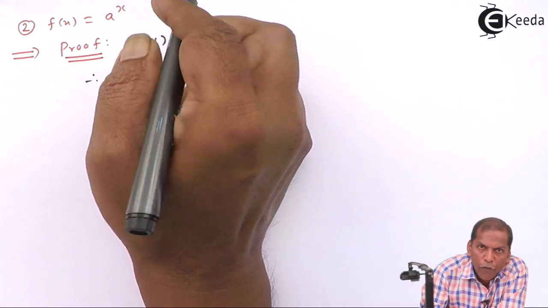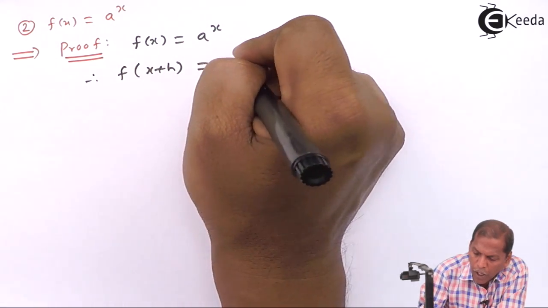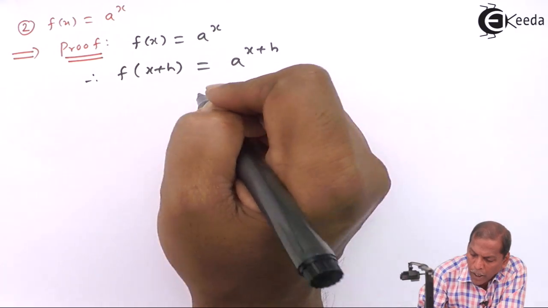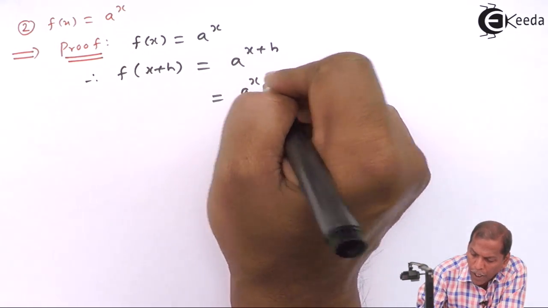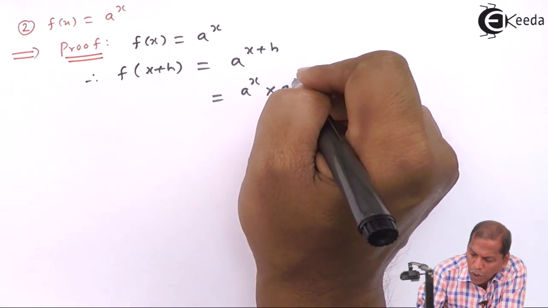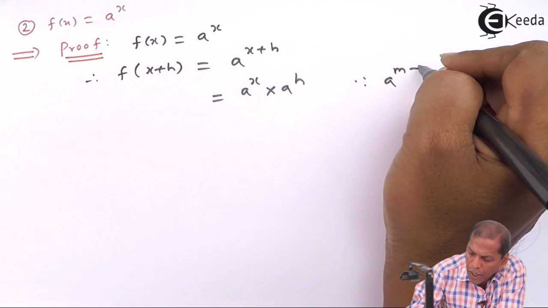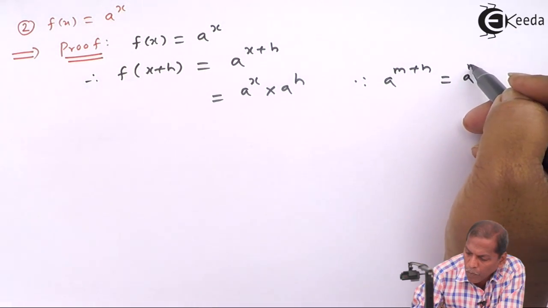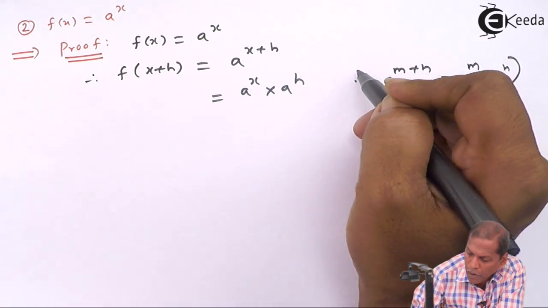Therefore, f(x plus h) is equal to a raised x plus h. And that can be written, by using indices rule, as a raised x into a raised h, since a raised m plus n can be written as a raised m into a raised n.